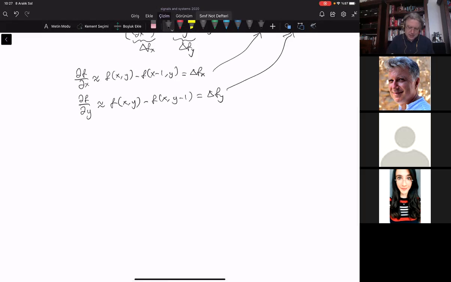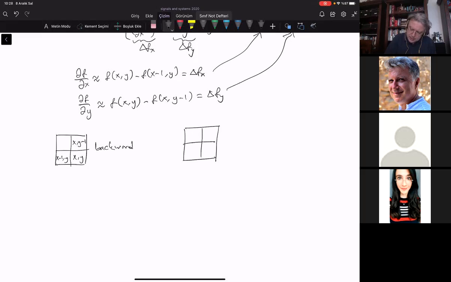These first differences can be backward differences, like x comma y is here and x minus 1 y and x comma y minus 1. This is a backwards first difference, but forward first differences could also be used clearly, like x and y are here, and this is x plus 1 y, and this is x comma y plus 1. This is a forward first difference, and you can also use the differences between the forward pixels.